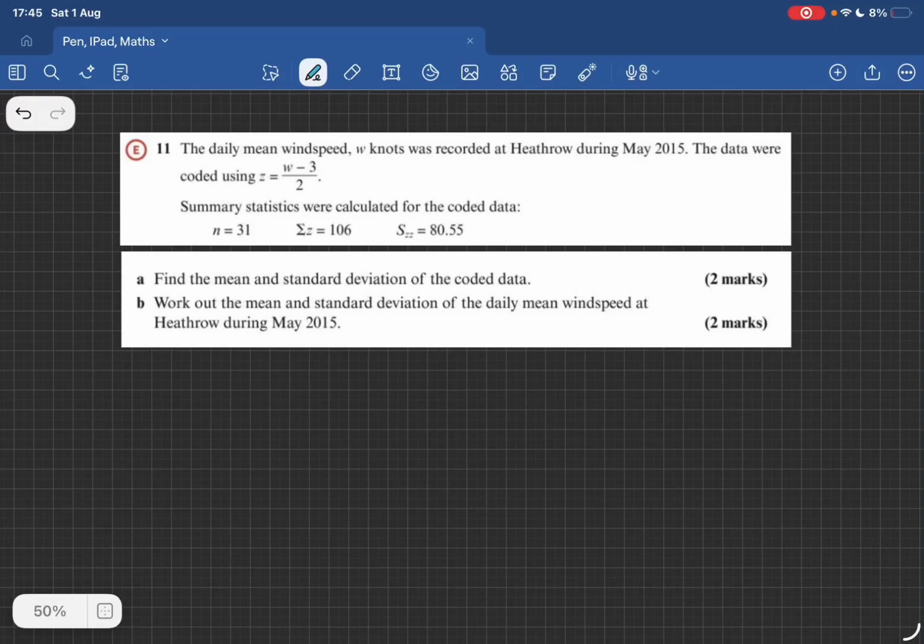Here we have question 11, our first introduction to these coding type questions. First off, we're asked to find the mean. So we've got 106 divided by 31, put that in our calculator, and we get 3.42.